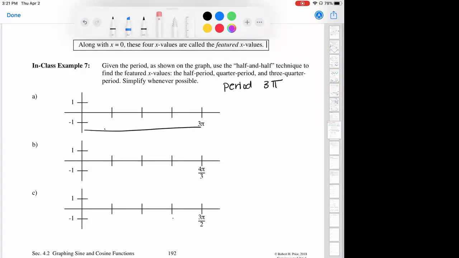Okay, if I divide it by two, I'll get this point right here. Let's go ahead and divide it by two. So the 1/2 one. I have 3π divided by two. Well, that's already 3π/2. So this is 3π/2.